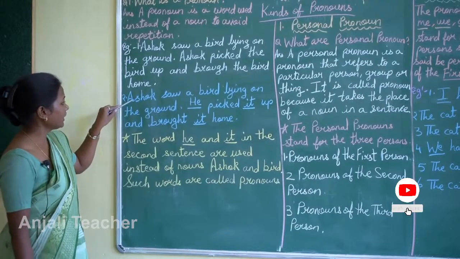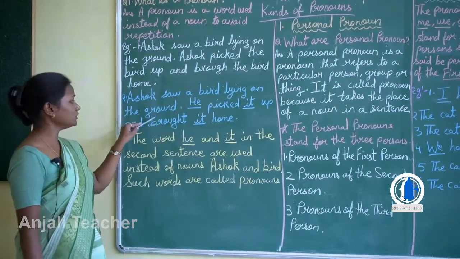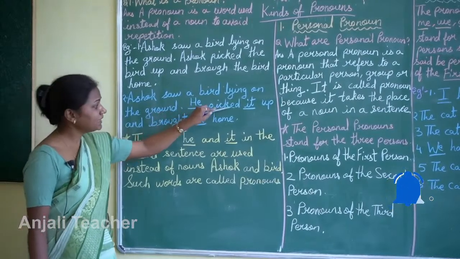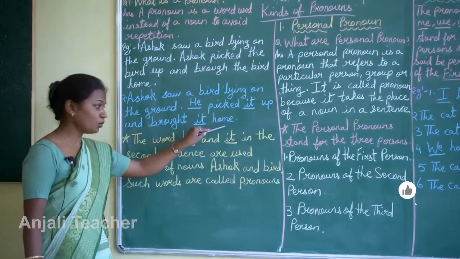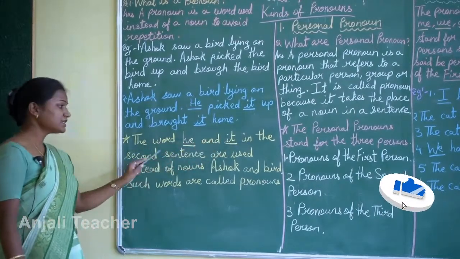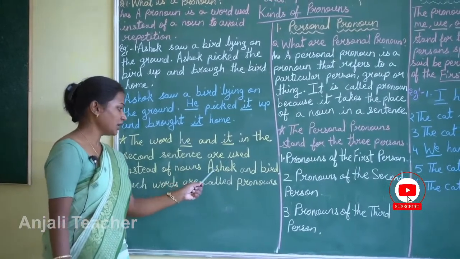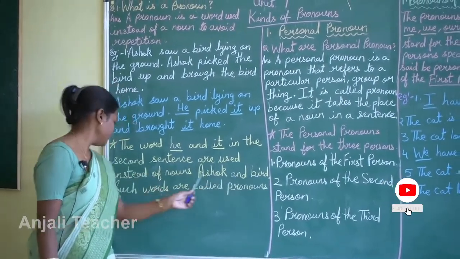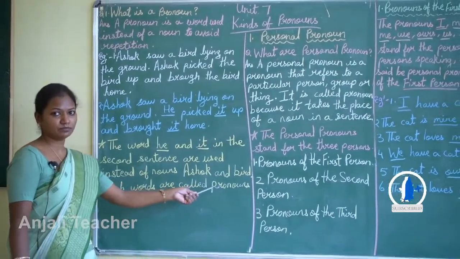Now see the second one. Ashok saw a bird lying on the ground. He picked it up and brought it home. The words he and it in the second sentence are used instead of the nouns Ashok and bird. Such words are called pronouns.